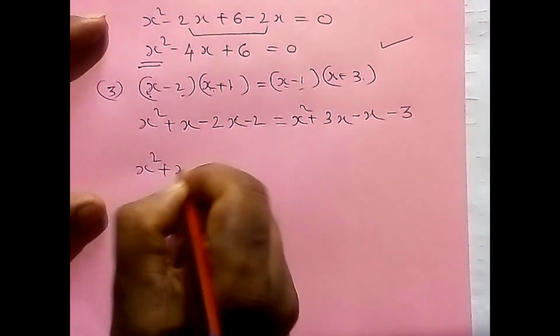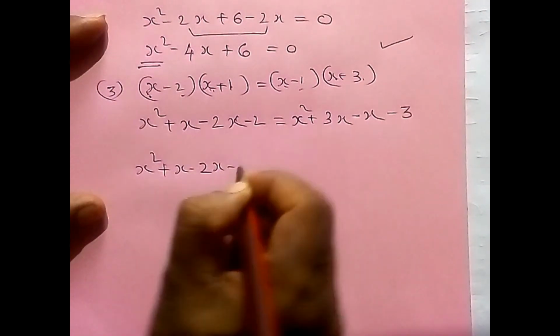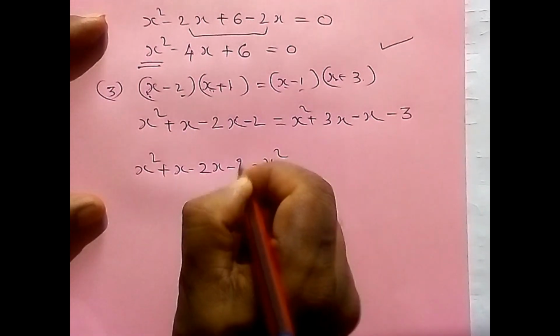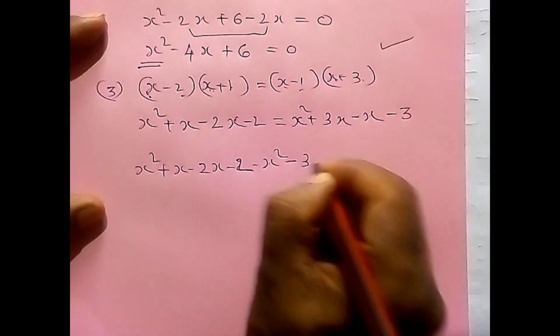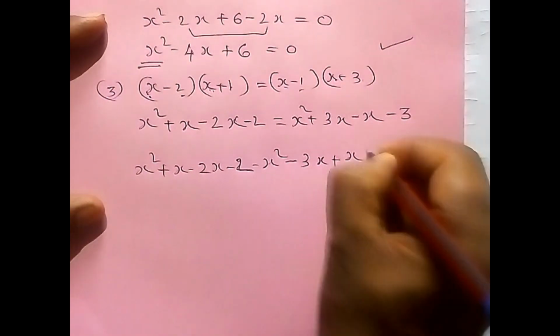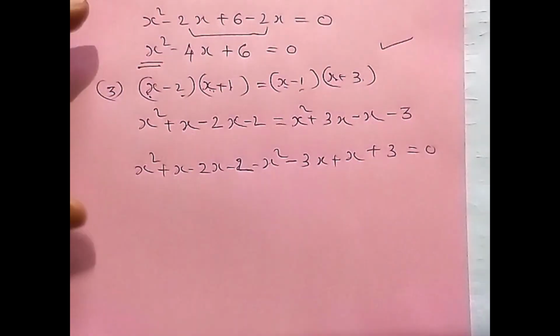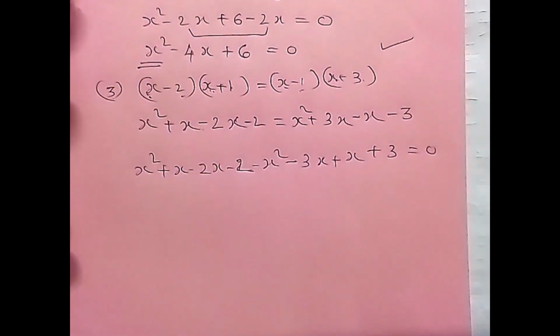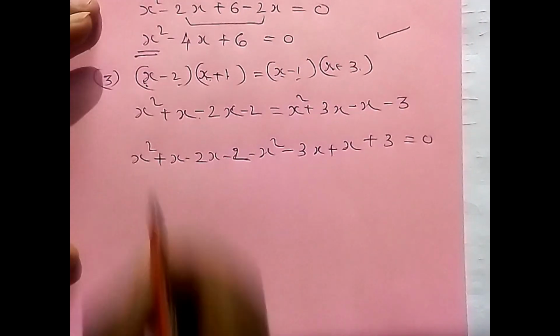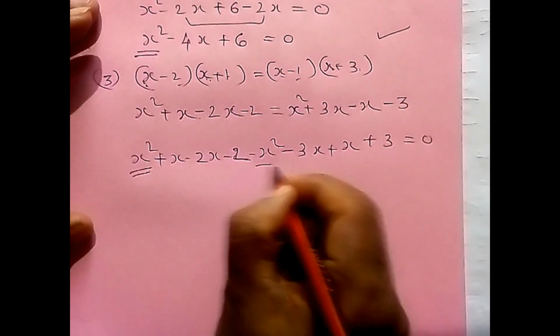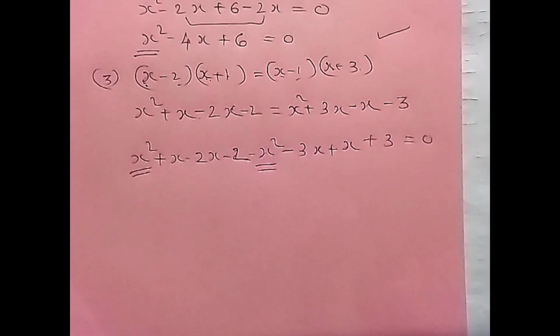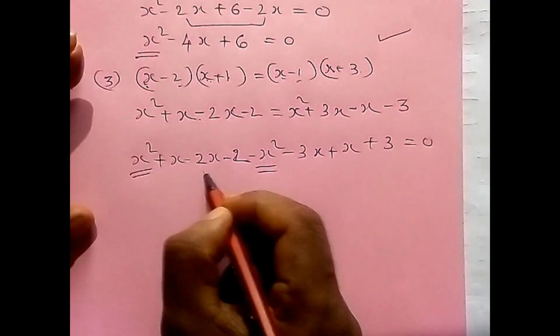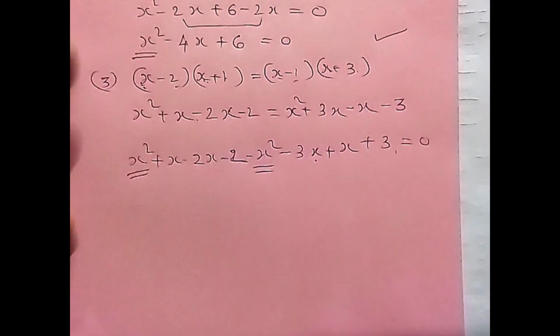So x square plus x minus 2x minus 2 minus x square minus 3x plus x plus 3 equal to 0. All these terms will change their sign while coming to the left hand side. Here we can see that x square is there and minus x square is there. Both of them cancel each other. So the x square term is 0. And the remaining terms are either x term or constant term.